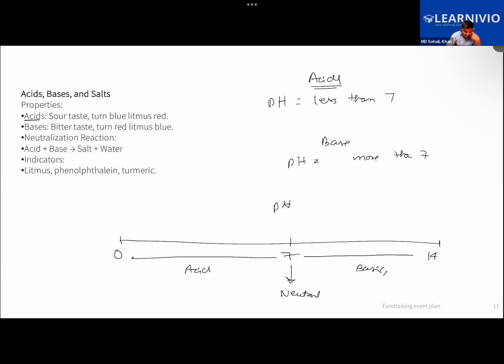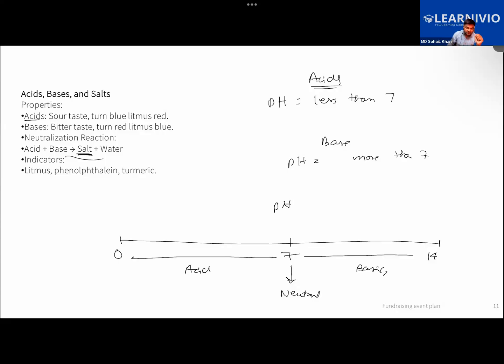Okay, these things we discussed. Then we learned about the neutralization reaction, in which we learned that a reaction between an acid and a base gives you salt and water. It is a neutralization reaction. Why is it called so? Because salt, the main product here, is neither acidic nor basic in nature.